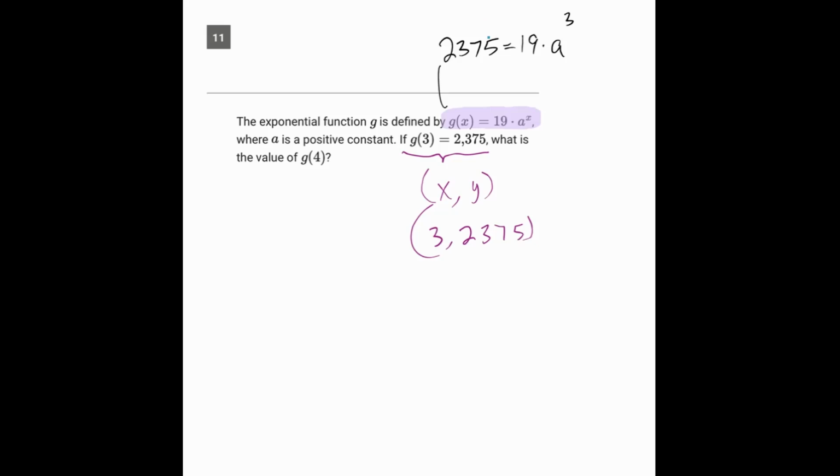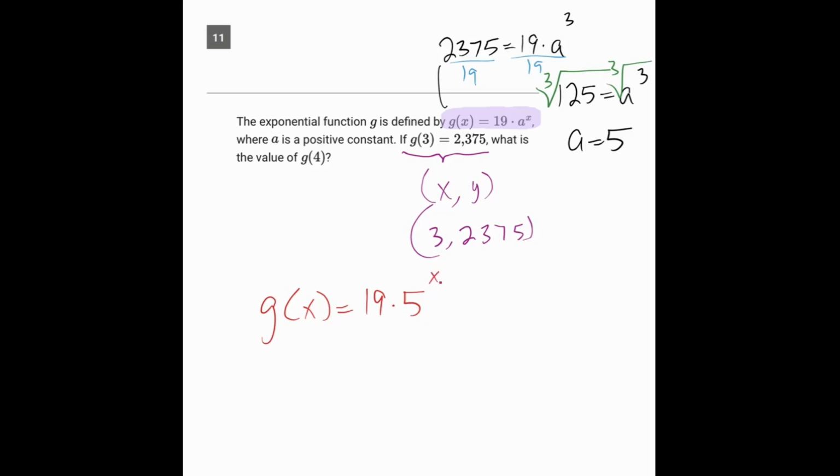The first thing to do here would be to divide both sides by 19. And 2,375 divided by 19 is 125. So 125 equals a cubed. Right now our variable is to the third power, so the opposite is to take the third root, the cube root of it. And so a is equal to the cube root of 125, which is 5. So now that we know that a is 5, we can rewrite the equation. We can say g of x is 19 times 5 to the x.